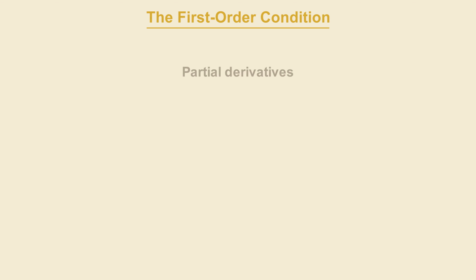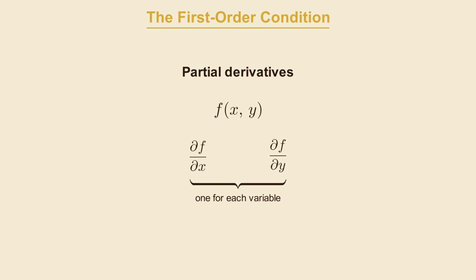Back in calculus, we covered partial derivatives. The partial derivative of a function measures how the function changes when you wiggle one variable while holding the others fixed. So if you have a function of two variables, you end up with two partial derivatives, one for each variable. What we want to do now is use those partial derivatives to find the optimum of a multivariable function.